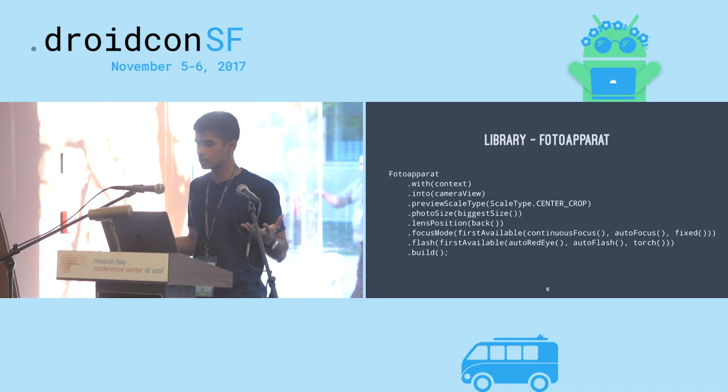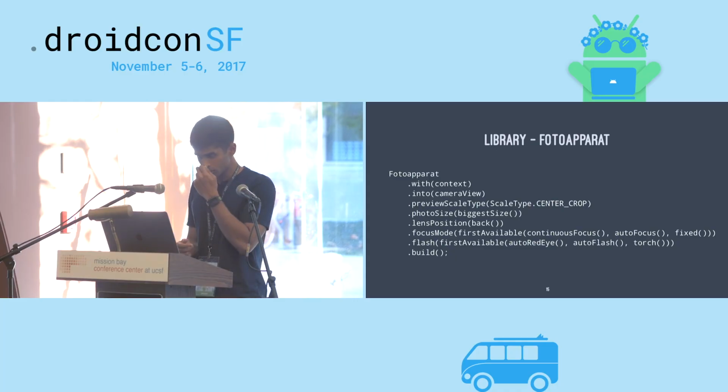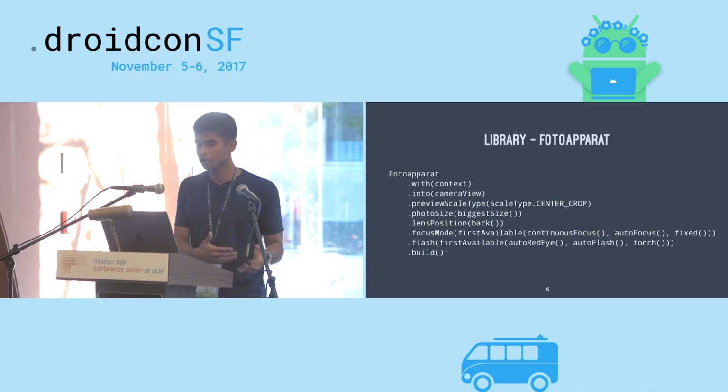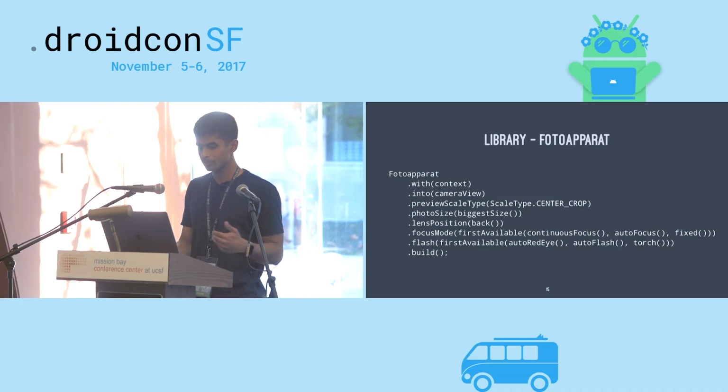So it follows the basic builder pattern. You pass in a camera view that you drop into your XML. And then you can define scale type here. We want to fill the preview. Then photo size, you can define quality, one line. Then do you want to use the back camera or the front camera, which is the lens position? Then focus mode. We can pick whichever one is first available.